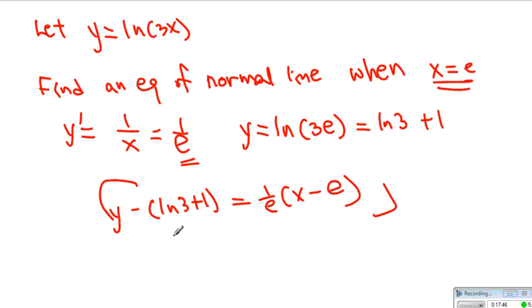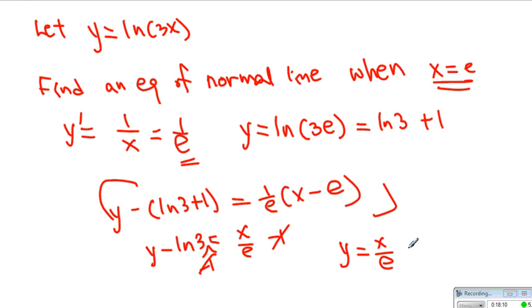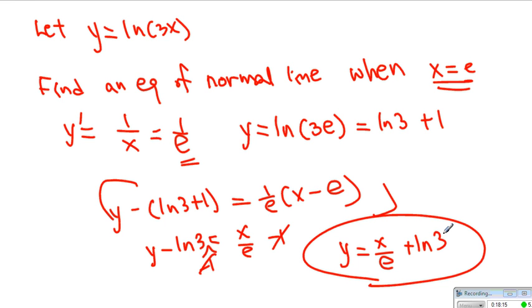Now, if you want to simplify this one further, we'll end up getting y minus ln of 3, which will be equal to x over e, and minus 1. In fact, oops, I forgot to write the minus 1 here. So minus 1 will cancel out. Which ends up getting y is equal to x over e plus ln of 3. This seems to be the simplest form. Alright, that's it, folks.